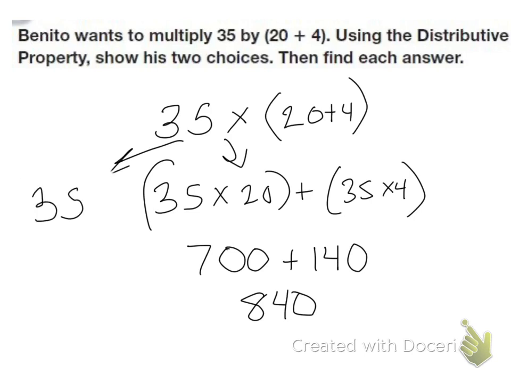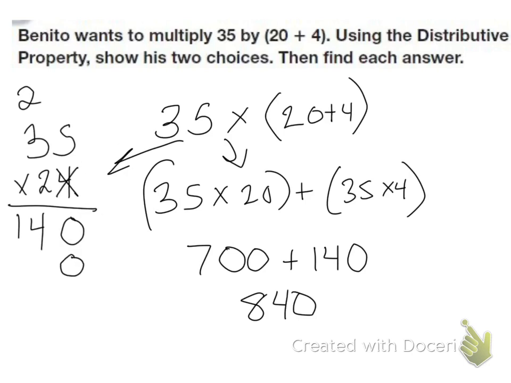So 35 times 24. 4 times 5 is 20, carry my 2. 4 times 3 is 12, plus 2 is 14. I cross off the ones place and add a 0 in the tens. I need to scoot this up a little bit. Then I multiply and I erase whatever I carried over.